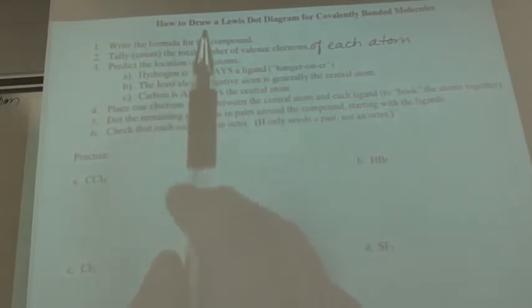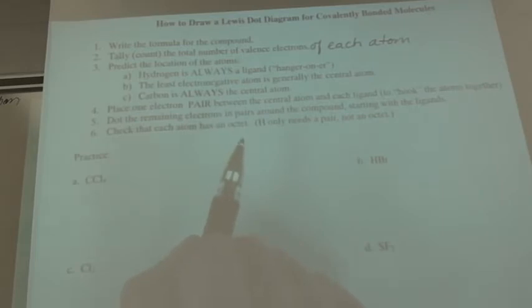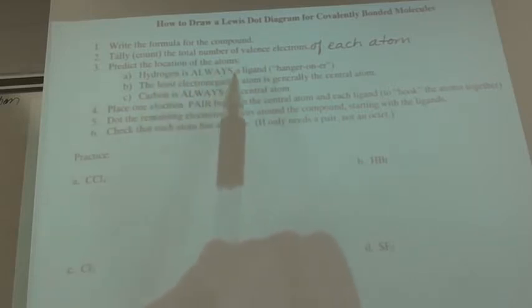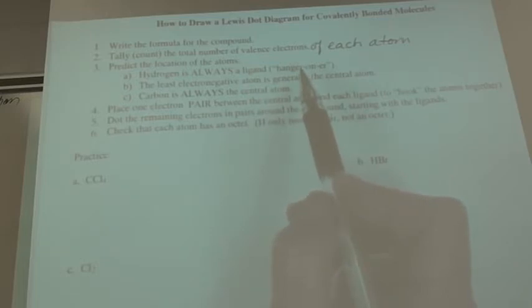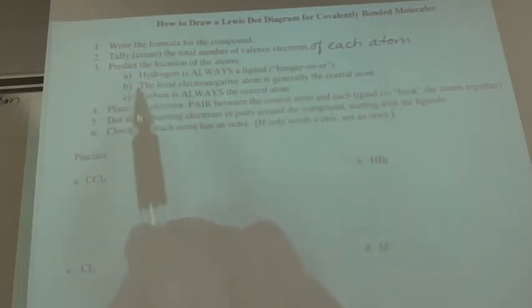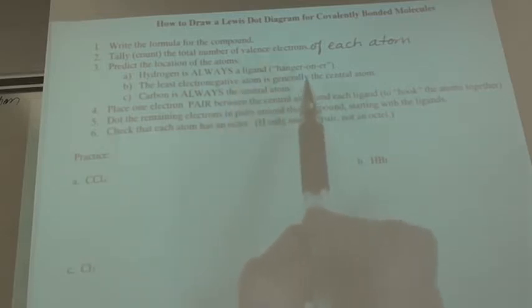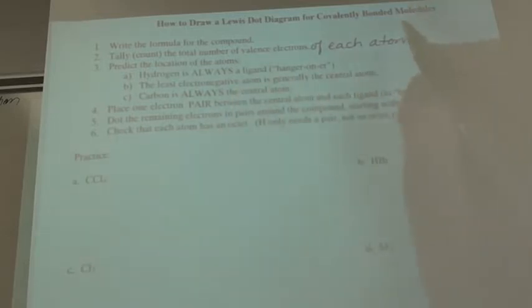You're going to draw a 2D model, and then fairly soon I'm going to ask you to think about it in 3 dimensions. Predict the location of the atoms. Hydrogen is always a ligand. A ligand is a fancy term for at the end. It's hanging on. The least electronegative atom is generally the one in the middle. What is the most electronegative atom? Fluorine. So the one that is the furthest away from fluorine is generally in the middle.